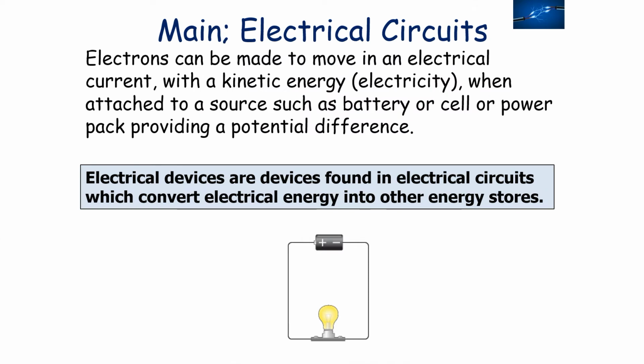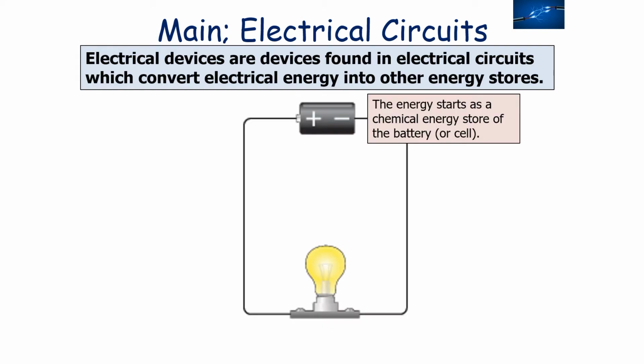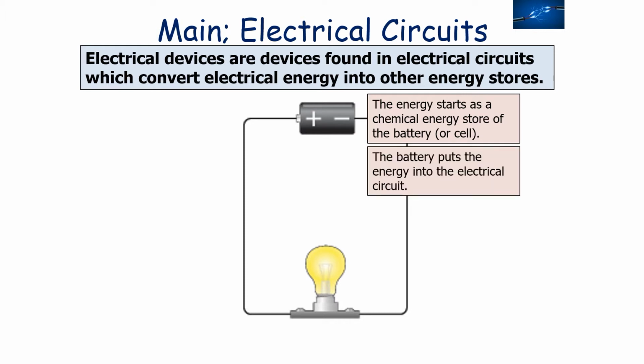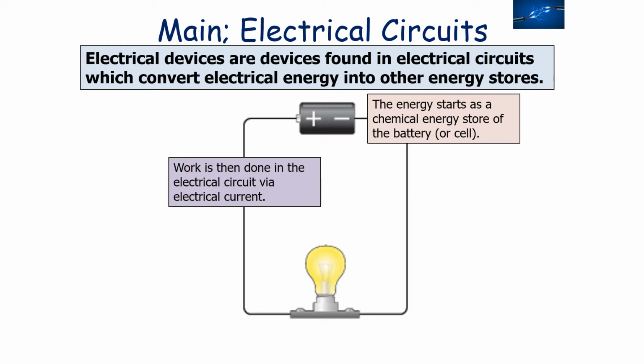So electrons can be made to move in an electrical current by having kinetic energy when they're attached to a power source such as a battery or a cell or a power pack, which provides a potential difference. Electrical devices are devices found in electrical circuits that convert electrical energy into other energy stores. So the energy starts as a chemical energy store in the battery or the cell. The battery then puts energy into the electrical circuit, and work is then done via the electrical current. So work is done when charge is moved around our electrical circuit.